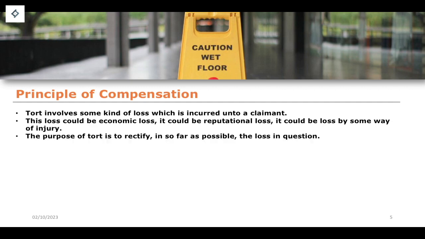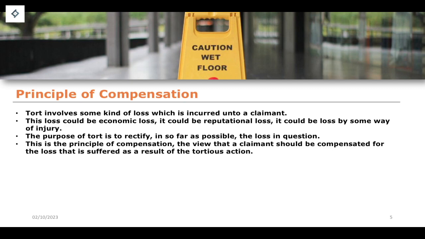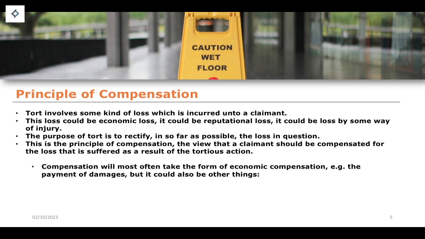But the purpose of tort is to essentially rectify, insofar as possible, the loss in question, to try and rectify the position that the claimant would have been in if they hadn't had this tortious activity imposed upon them, or been subjected to the particular harm. And this really gets to this idea of the principle of compensation, the view that a claimant should be compensated for the loss which was suffered. And compensation will often, and most often, take the form of economic compensation.